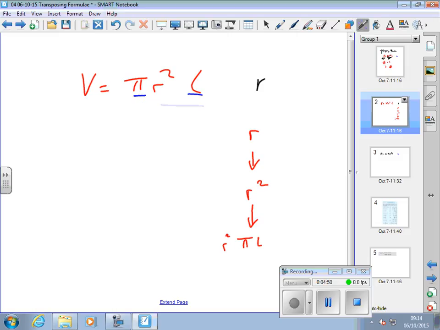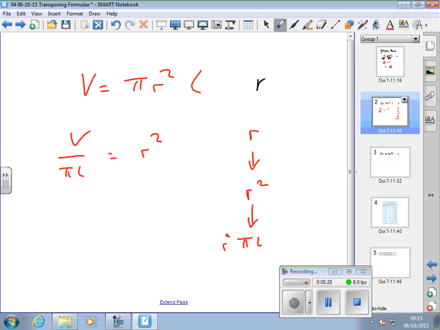Because the first thing I have to do when I'm building this up is square. That's the key thing, isn't it? So I don't square root. I want to square root to get rid of the r squared, but I don't do that first. If I square root both sides, I end up with the square root of V equals the square root of pi r squared L, and I'm nowhere near finding r, or getting r as a subject rather. So the first thing I do is divide both sides by pi L, and I get V over pi L equals r squared.